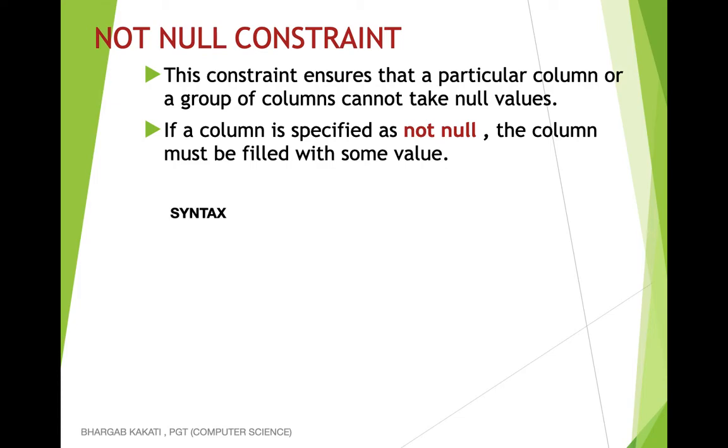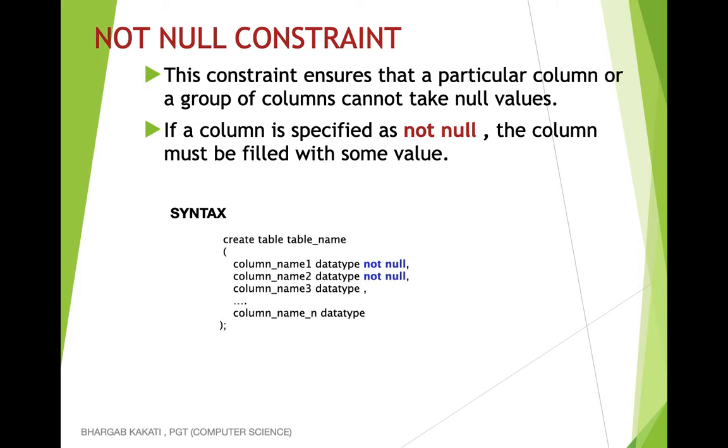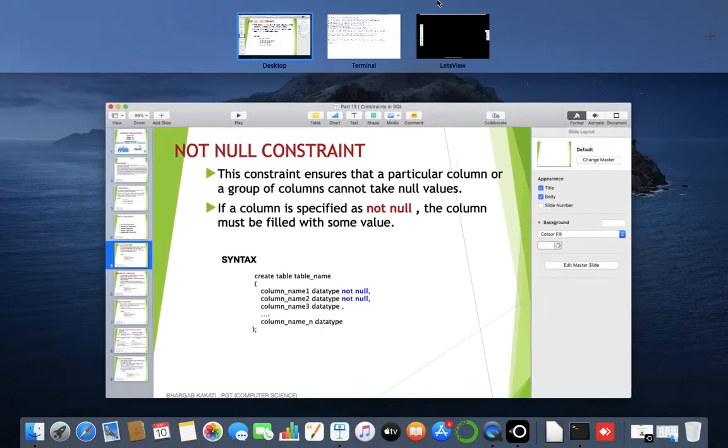What is the syntax of not null constraint? The syntax is the normal table creation syntax: create table, table name, then you will start the first bracket, column name, then data type, then after that you have to write the words not null. Not and null are two separate words and should not be combined together. It can be applied to more than one column. Whatever columns you want to put as not null, after the data type you put these two words, not null. So let's try to see this practically.